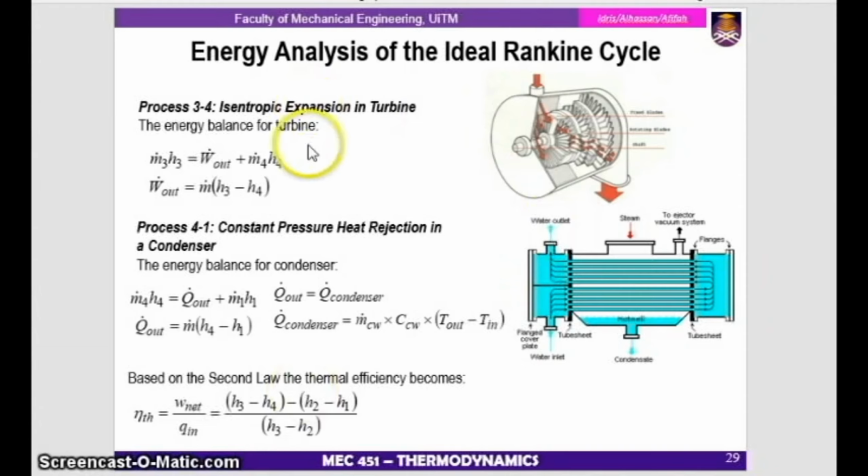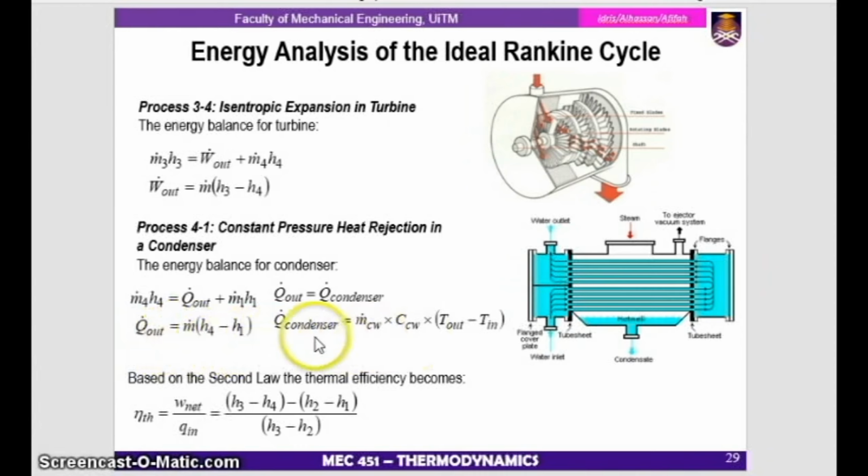For process 3-4, that's the expansion in the turbine. We also assume the turbine as an isentropic process. Using the SFEE energy equations, you will get power out is equal to m dot delta h. That means you have to find h3 and h4. Next is process 4-1, heat rejection in the condenser. Also using the SFEE equations, you will get the equations. Finally, Q dot out is equal to m dot delta h.